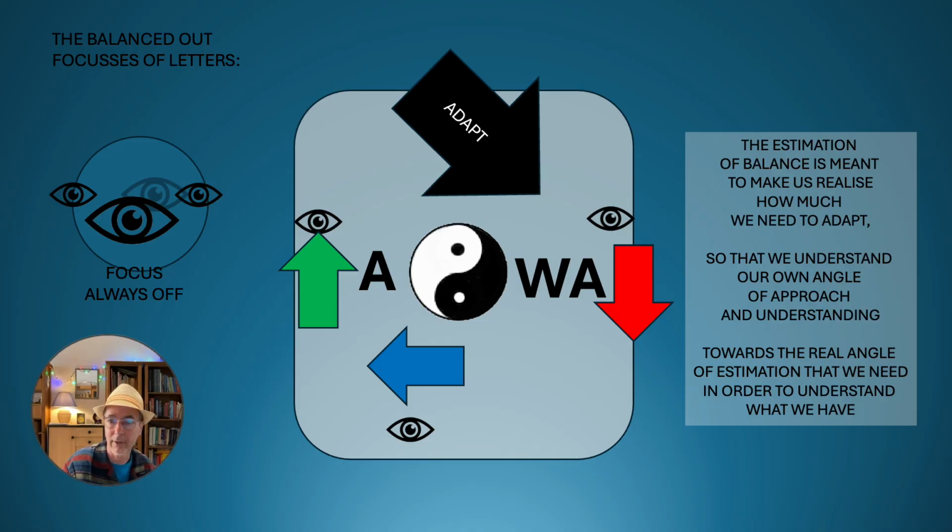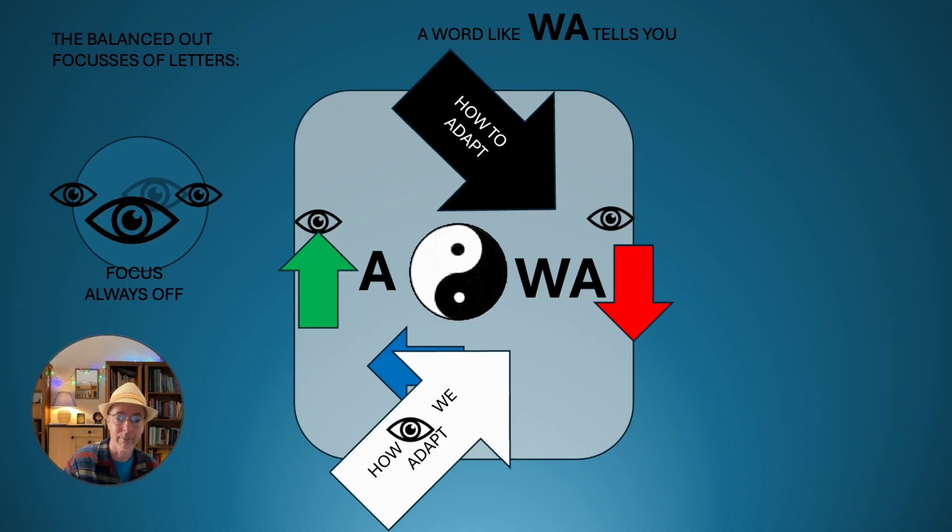And I wrote down here, the estimation of balance is meant to make us realize how much we need to adapt, so that we understand our own angle of approach and understanding towards the real angle of estimation that we need to realize in order to understand what we already have, what we already understand, or how much we still have to adapt. So this yin and yang is based upon how we adapt at a certain point, and how we have to adapt to come to a right understanding.